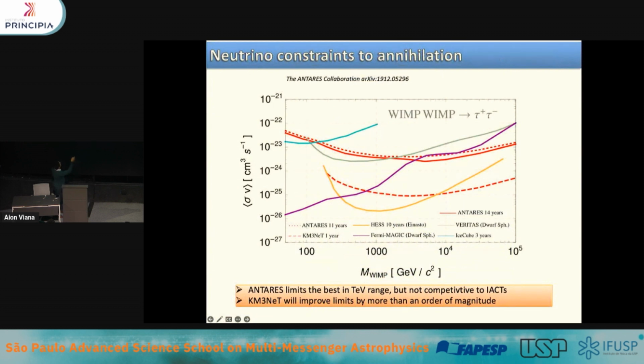Here are the current limits by ANTARES and IceCube. Here, 3 years of ANTARES in red, compared to H.E.S.S. and Fermi. So ANTARES has the best limits that we have in the TeV range, but it's not yet competitive with H.E.S.S. and the other limits. But KM3NeT can probe really close to the thermal relic cross-section in the TeV range, so we have to wait for KM3NeT to come and constrain dark matter.